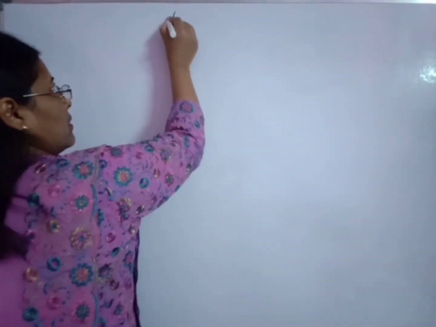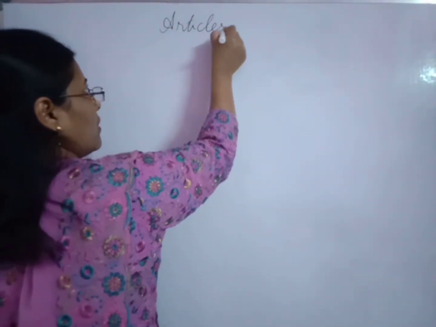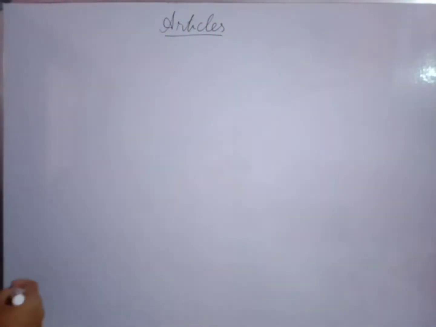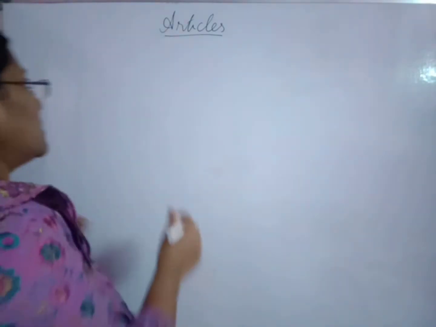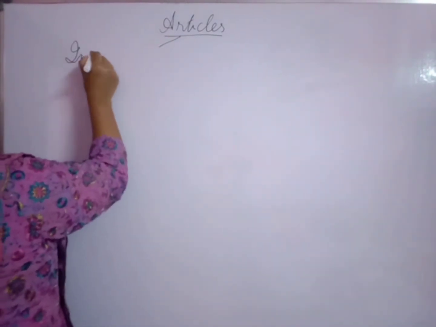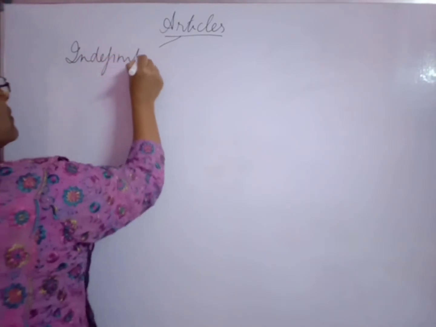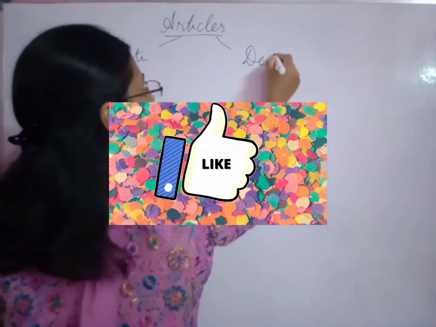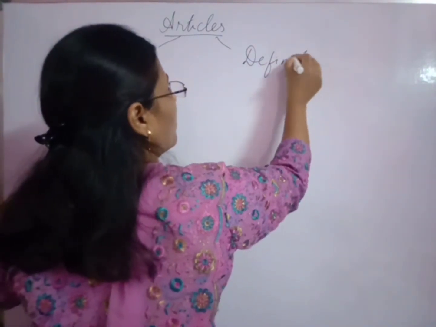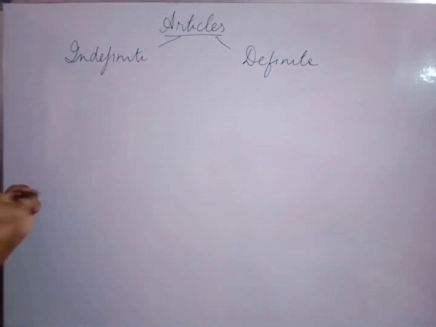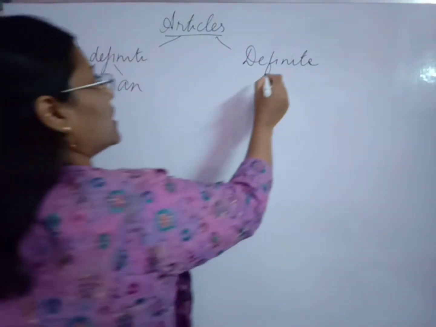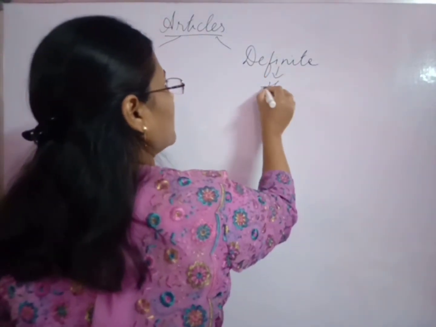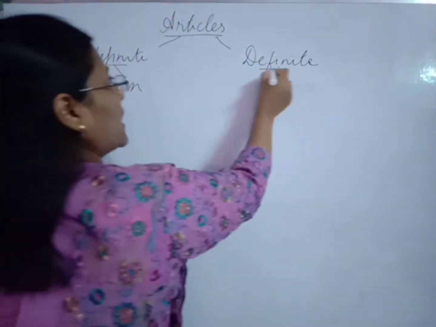Today's topic of discussion is articles. Now there are two articles. One is indefinite and another one is definite. Indefinite and definite article. Now indefinite article is a and an. And definite article is the. Now what do you mean by indefinite and definite?